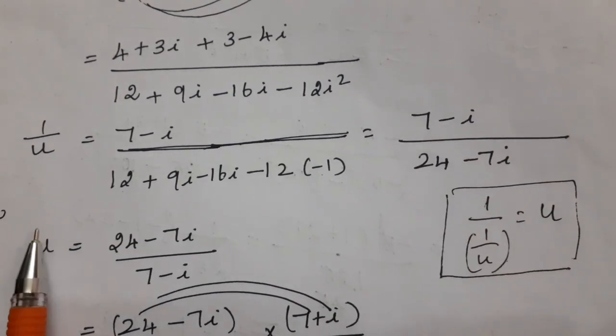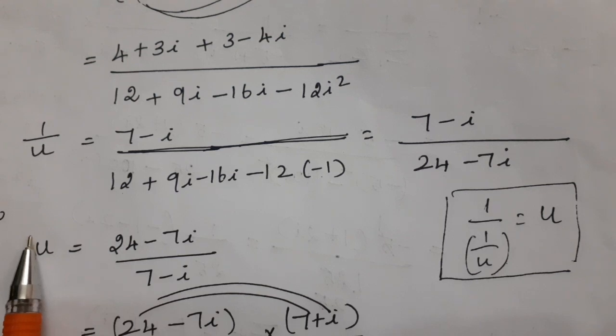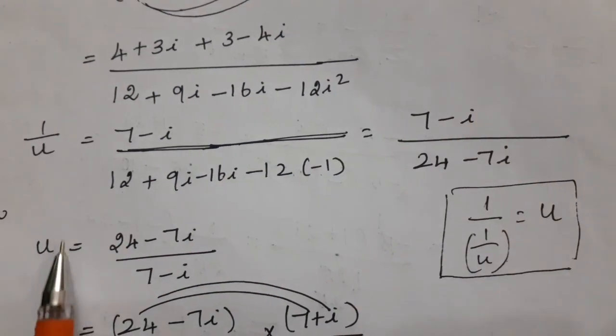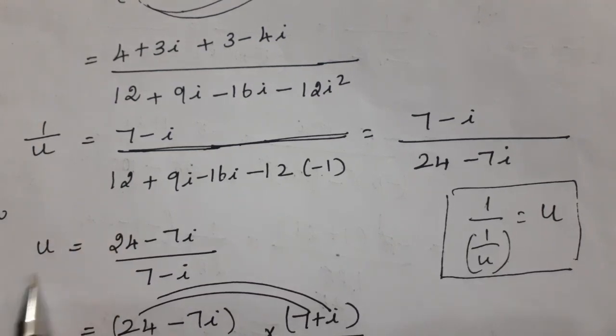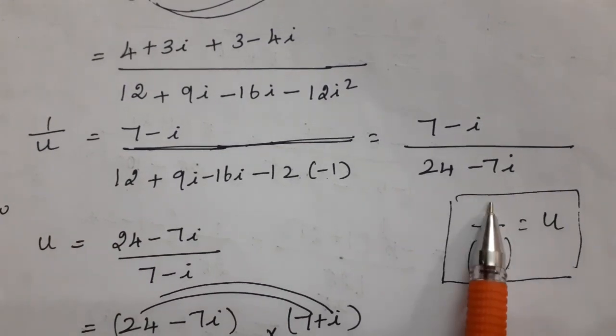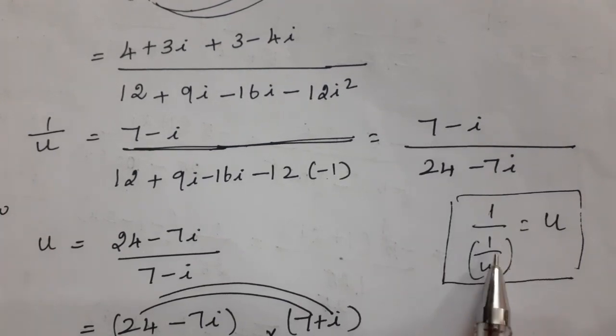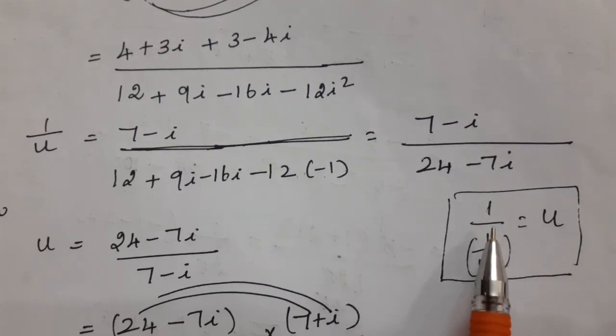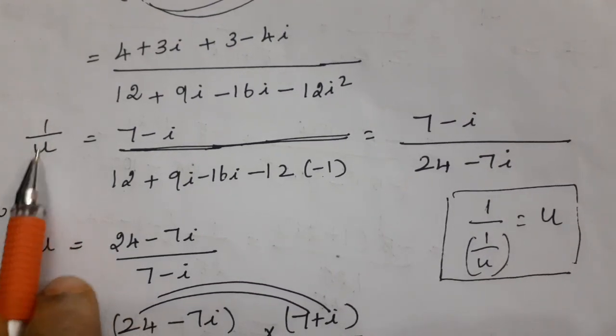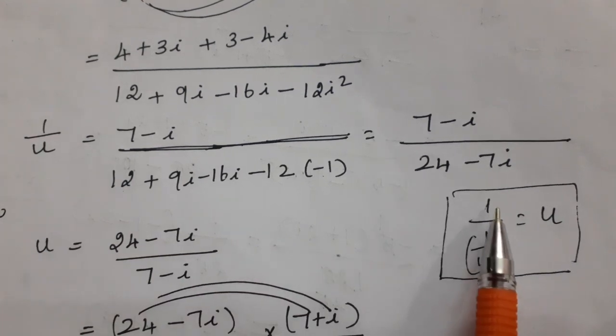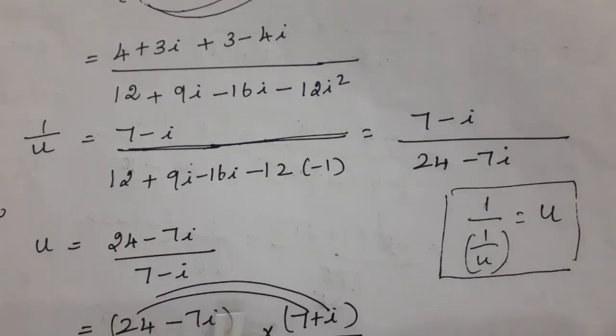So 1 by u equal to 7 minus i by 24 minus 7i. We remember that we are going to find 1 by u equal to 1 by v plus 1 by w, which means we find u in the rectangular form. From 1 by u we will find u. Listen carefully. We need only u, so we take the division: dividing by 1 by u, we get u only.